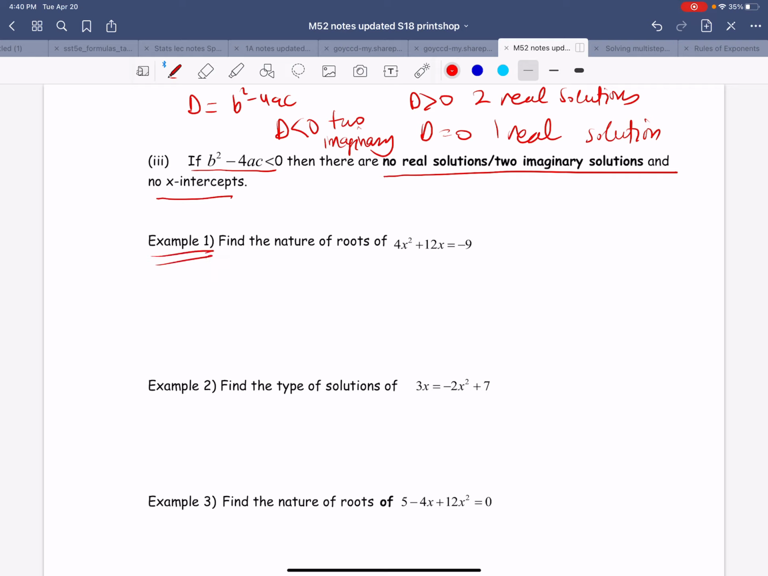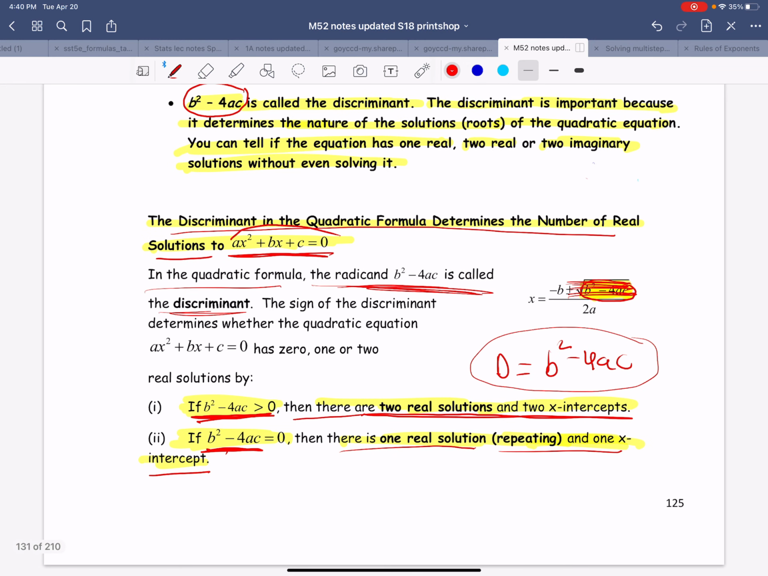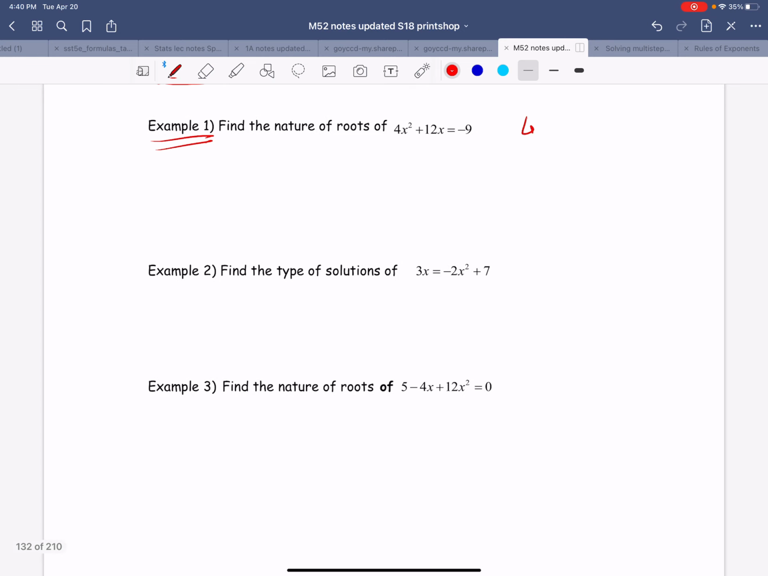Okay, so here's the first example. Example number 1, find the nature of roots of 4x squared plus 12x equals negative 9. The first step is we must have our equation in the standard form. So I'm going to express the equation in the standard form and figure out my a, b, and c. In the standard form, this equation will look like 4x squared plus 12x plus 9 equal to 0. The a is 4, b is 12, c is positive 9.